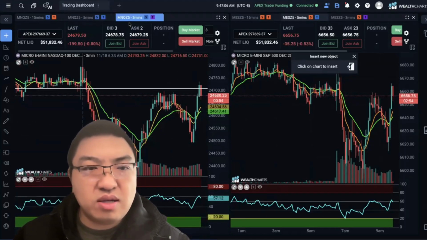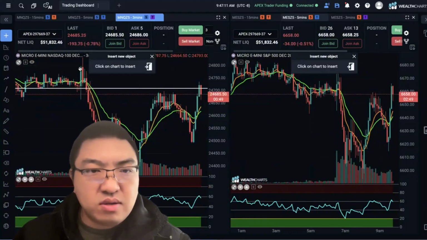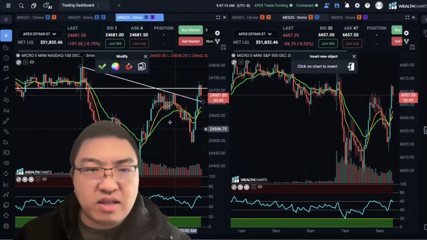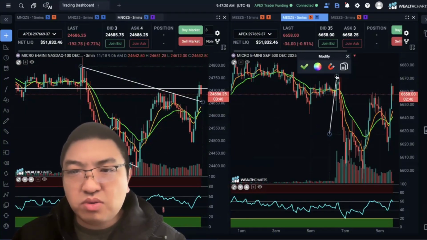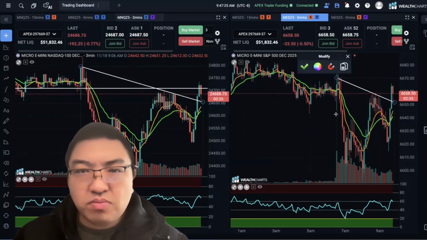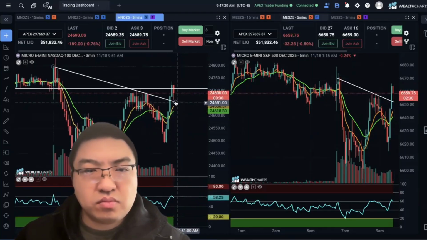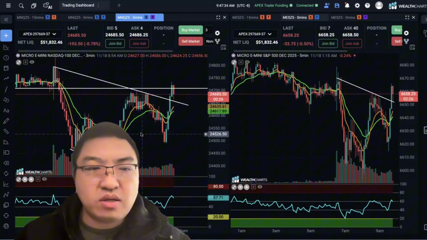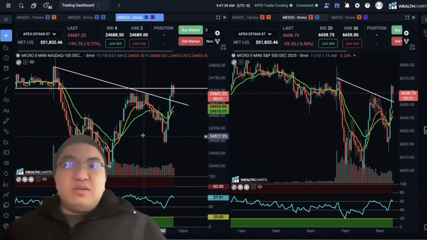Let's draw a trend line. Yeah. The next step is to observe how it reacts to this trend line. Yeah, this is the trend line. So we would like to see how it reacts.